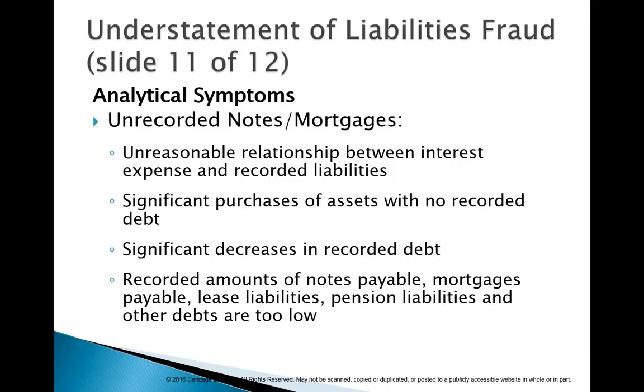When they have pension liabilities, and their pension liabilities have gone down, even though they're hiring more employees and more employees are vesting, then you're going to be suspicious. So you might look at their pension liability relative to the total number of employees and see if that's growing in a consistent relationship. So these are all analytical symptoms that could point you to underrecording liabilities. And like we said, if you underrecord the liability, the purpose is to correspondingly understate the expense or loss.